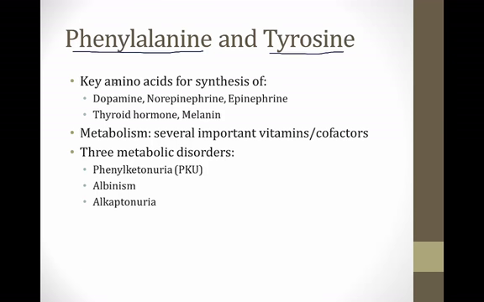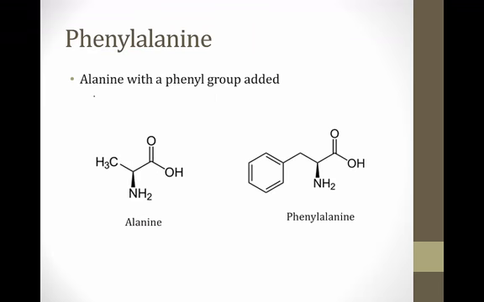So these are important amino acids for the synthesis of several neurotransmitters including dopamine, norepinephrine, and epinephrine. They're also used in the pathway by which we synthesize thyroid hormone and melanin. Their metabolism involves several important vitamins and cofactors, which we'll discuss in this module. And then finally, there are three metabolic disorders that involve metabolism of phenylalanine and tyrosine, and those are phenylketonuria, albinism, and alkaptonuria.